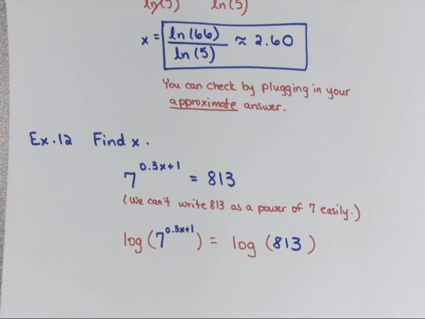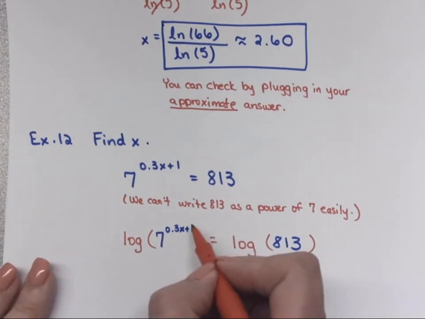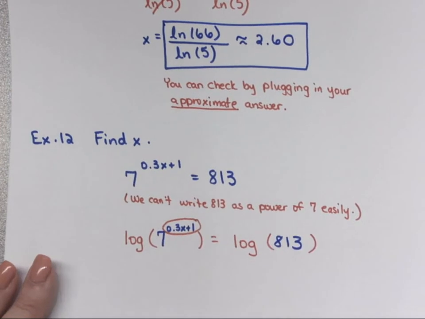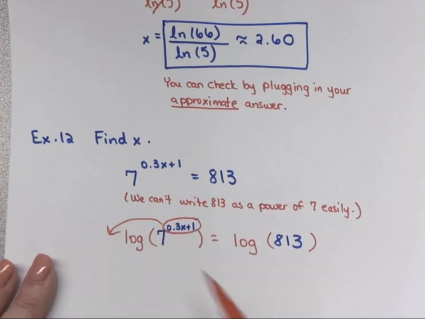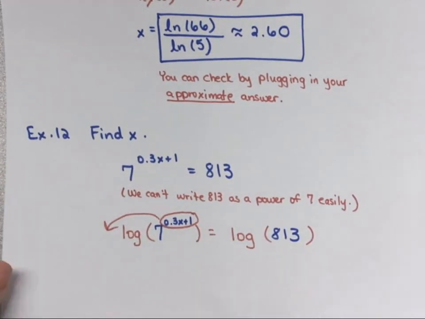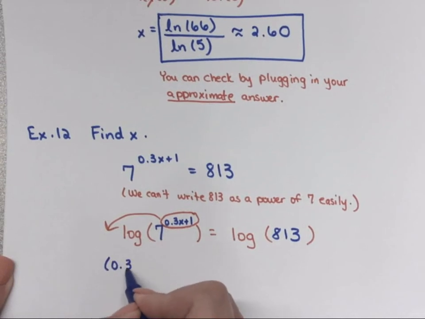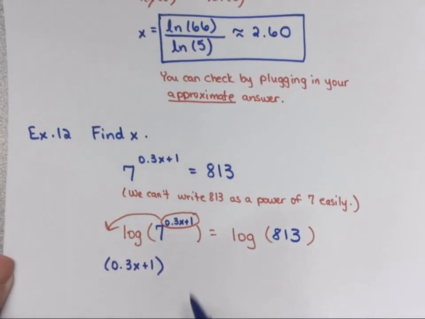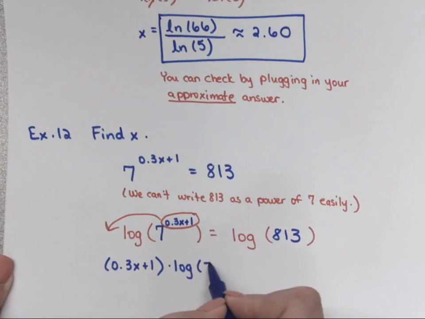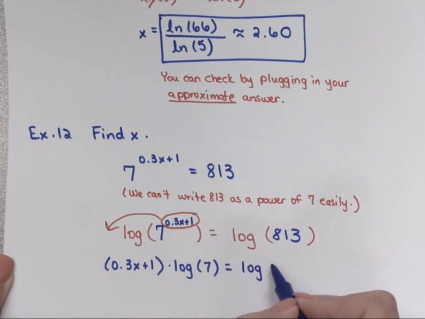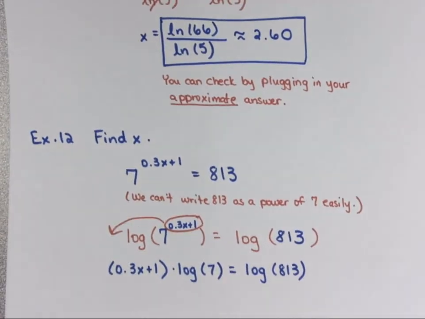So just like adding the same thing to both sides, I'm allowed to take the log of both sides. Okay, by the way, what's the understood base again? 10. It doesn't really come into play here, to be honest, because we're just trying to use this power rule thing. Okay, so we're going to bring that whole thing around to the front. Just be careful when you do. Okay, it's actually 0.3x plus 1 in parentheses, and then times the log of 7 equals the log of 813. Notice I put that in parentheses because it's the whole exponent coming around to the front, and I want to group that and keep that together.